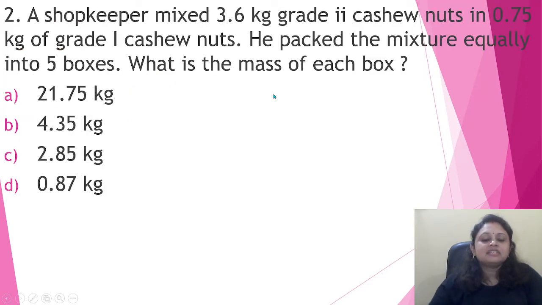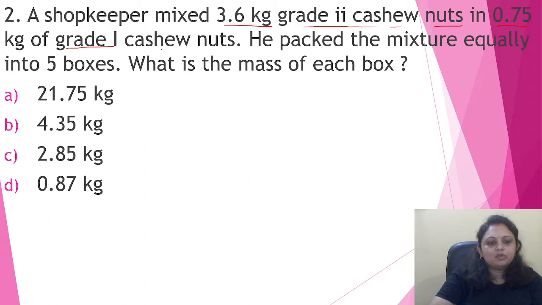A shopkeeper mixed 3.6 kg of grade 2 cashew nuts with 0.75 kg of grade 1 cashew nuts. He packed the mixture equally into 5 boxes. What is the mass of each box? Option A 21.75 kg, B 4.35 kg, C 2.85 kg, D 0.87 kg. So we have to find the mass of each box.